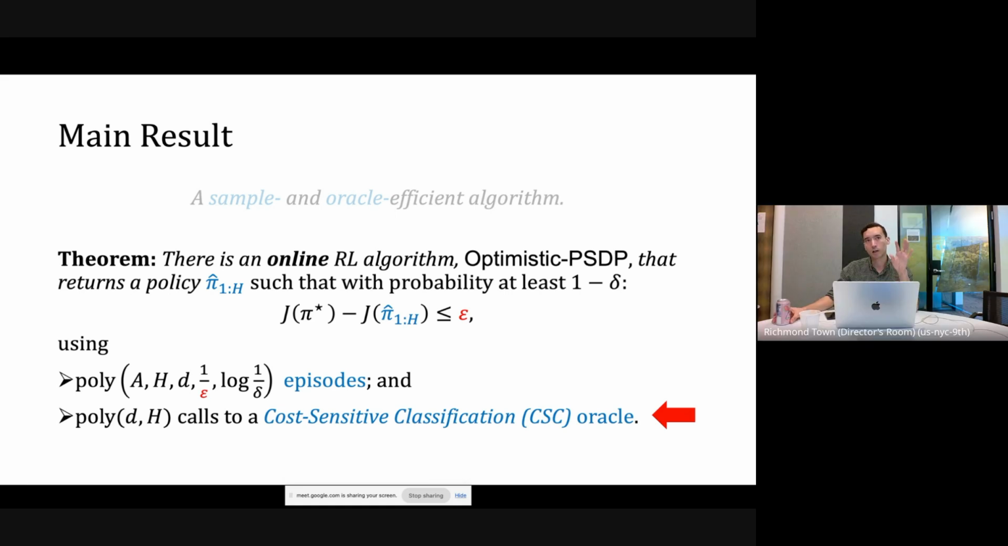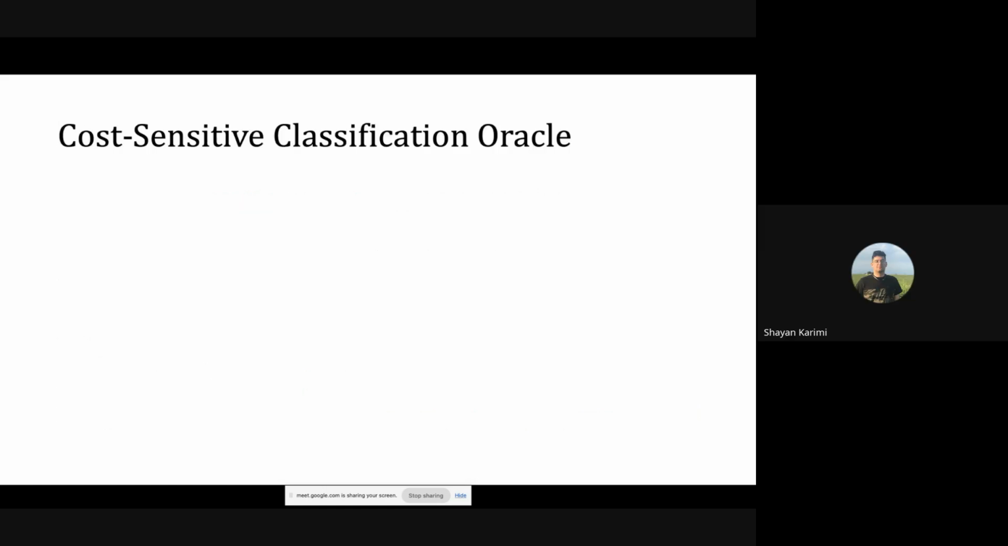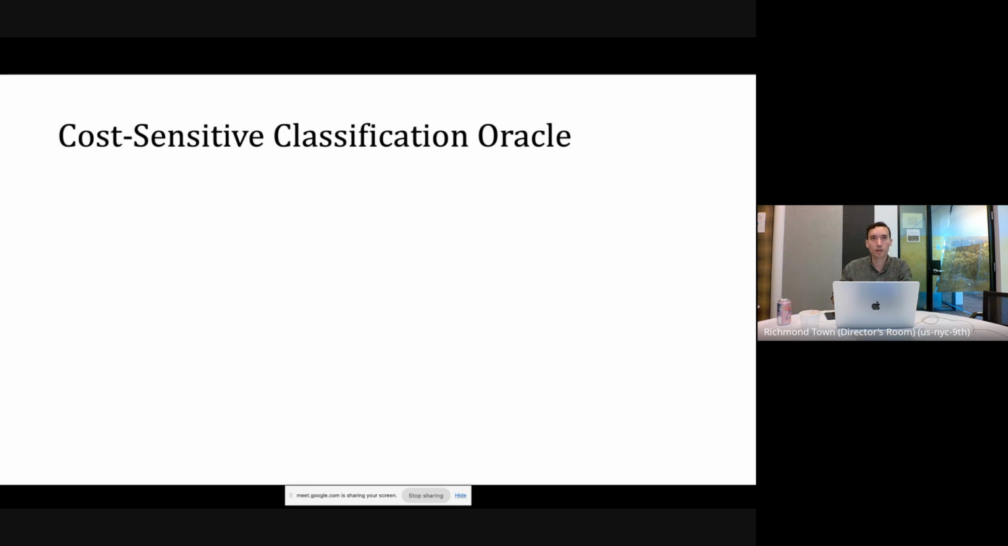Right. So I clarify here that we don't show something computationally efficient for linear Q-pi. We show something that's Oracle efficient. It makes a polynomial number of calls to this Oracle that's somewhat standard, which I'm going to actually show you in the next slide. Right. Thank you. Okay.